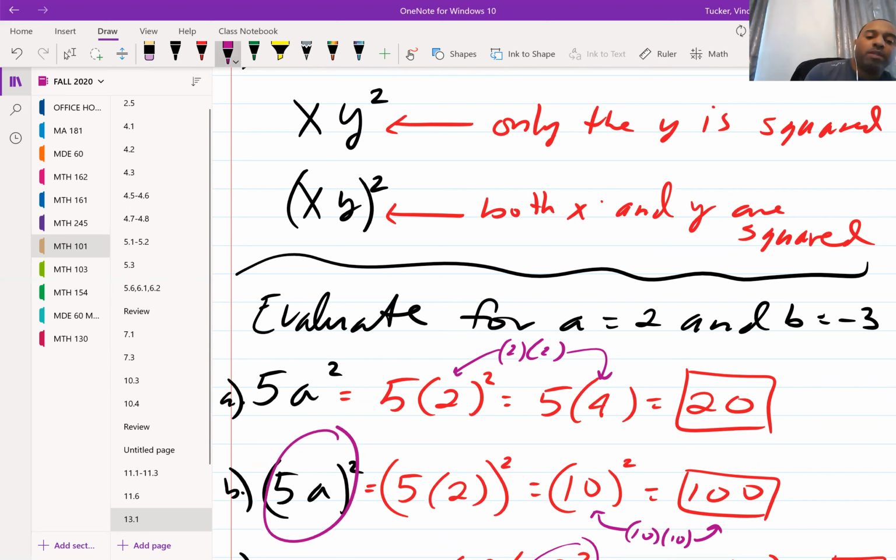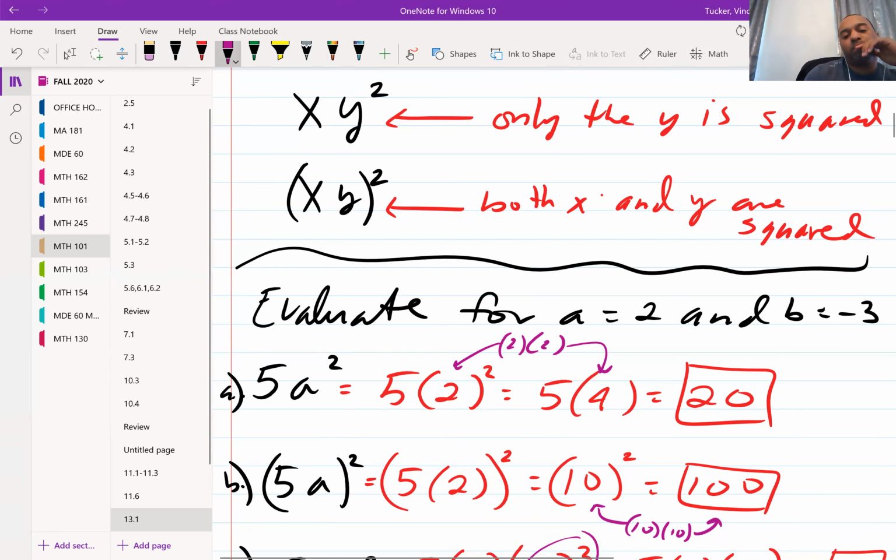All right. In B, we have 5a squared with parentheses around the 5a. So you plug in 2 for a. And so that'd be inside of the parentheses 5 times 2, which is 10. 10 squared, 10 times 10 is 100. All right, any problems with A or B?